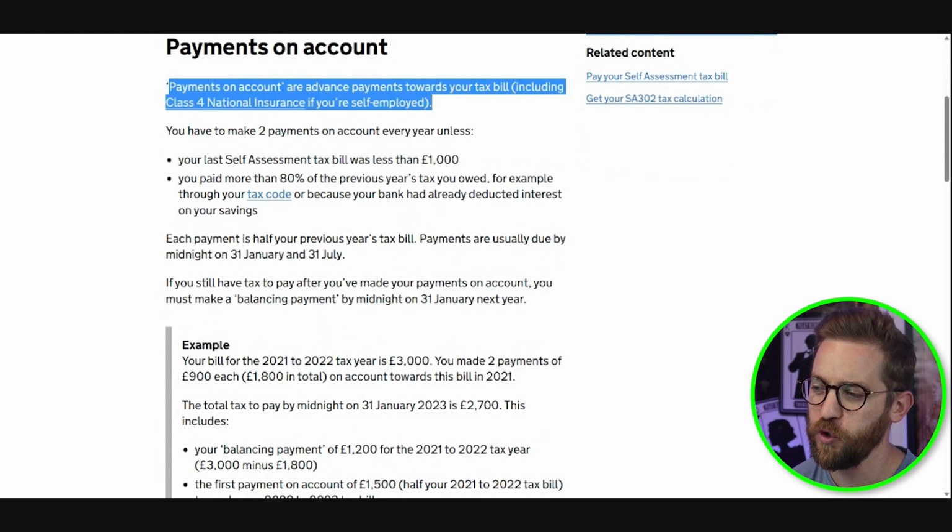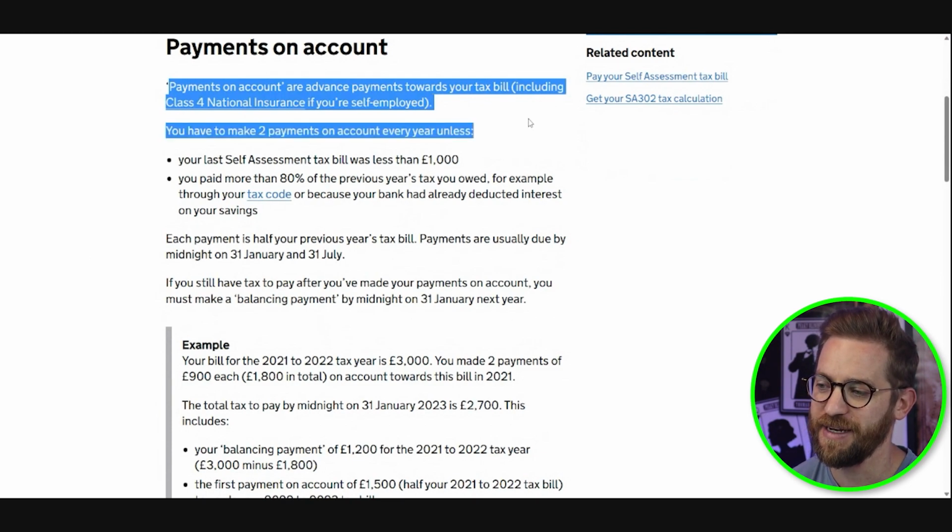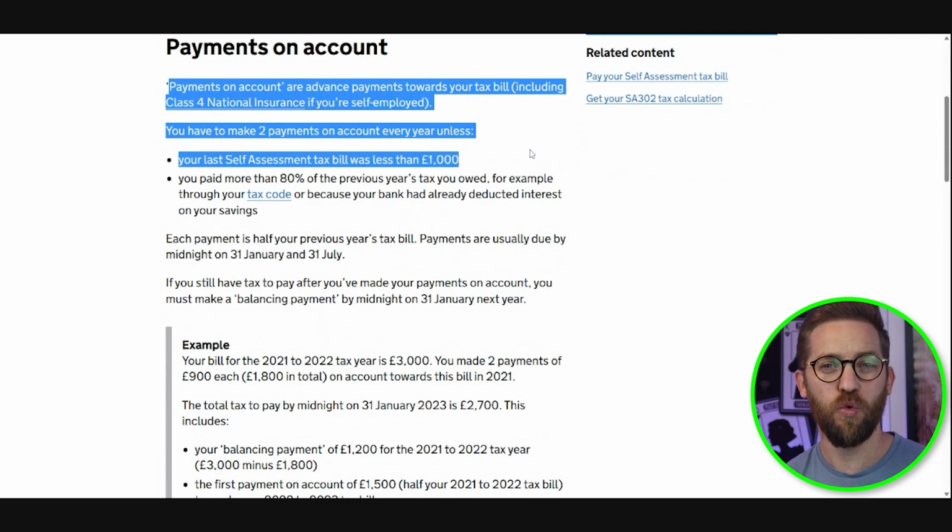You have to make 2 payments on account every year. That means everybody has to make payments on account unless these next 2 points apply to you. Firstly, your last self-assessment tax bill was less than £1,000. So if you have a small tax liability, then you can avoid making payments on account. HMRC aren't so bothered about collecting it off you as you move through the tax year.